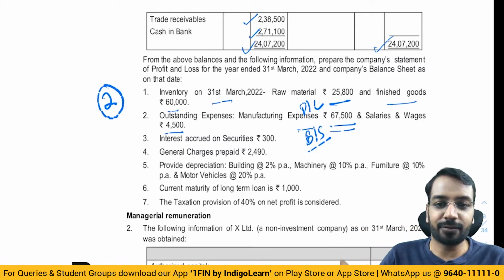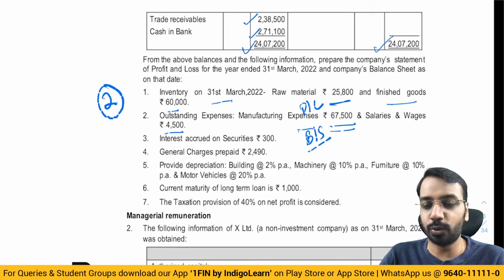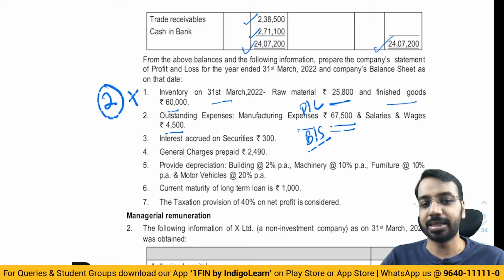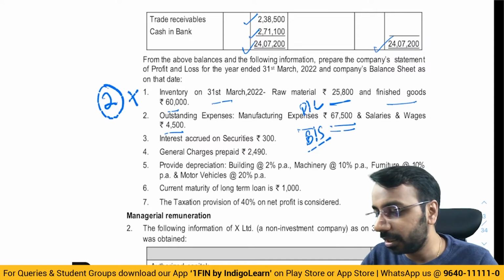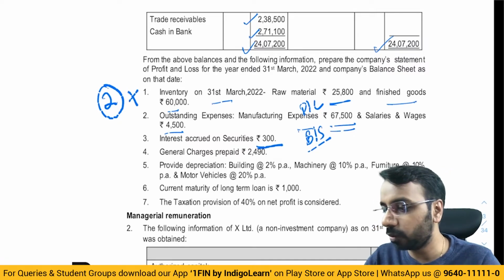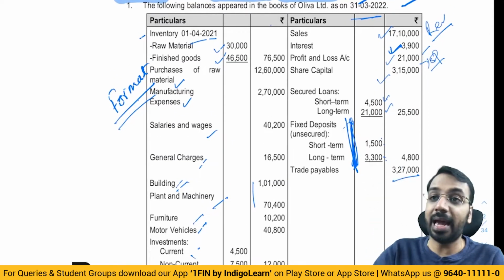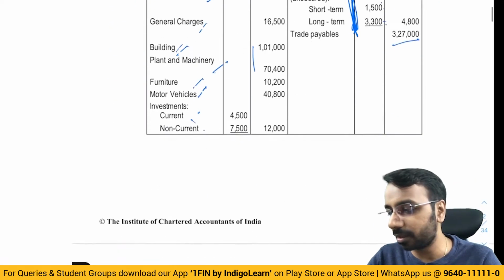And the technique that I've been telling all of you, when you are solving these questions, is to have a single tick for the first adjustment, double tick or cross for the second adjustment, right? Then interest accrued on securities 300. So if you come back, you have 3900 here. To this you will add that 300 and that will be your other income.